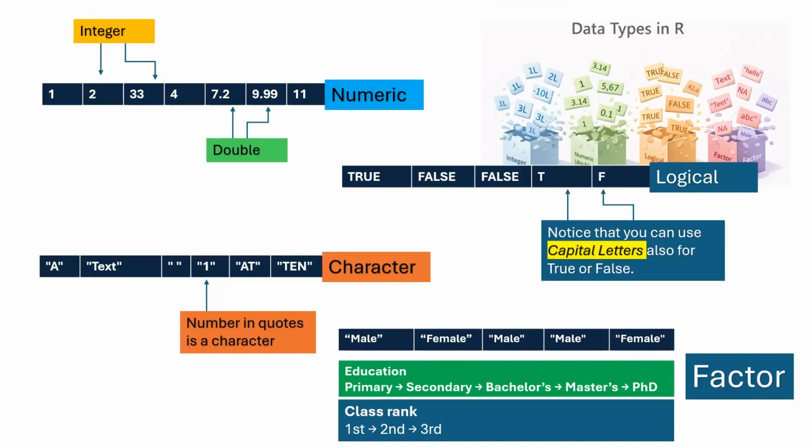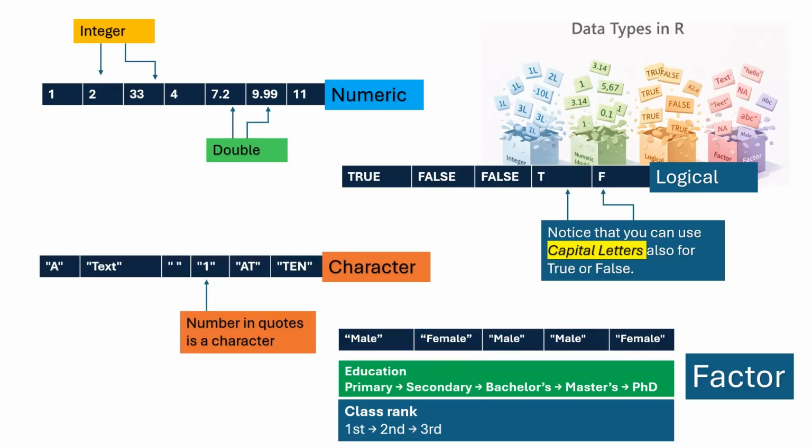And similarly, in other examples, for example, education, we have various levels: primary, secondary, bachelor's, master's, and PhD. So this is categorical data, but the thing is, there is a clear ordering here. So PhD is the highest level of degree. And then we have class rank. You can be first, second, or third. Again, there is ordering. So this type of data is called ordinal data. And ordinal data can also be stored as factors in R.